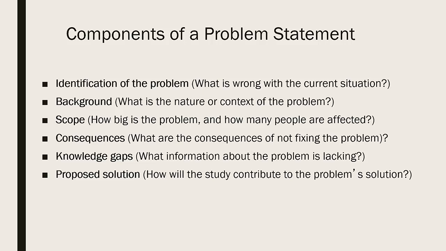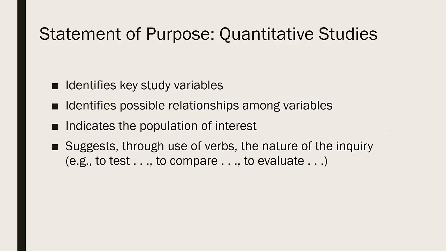Now, a good quantitative purpose statement contains the variables, so independent and dependent variables, the participants, and the research site. Where is it going to take place? The statement of purpose also uses words such as purpose, intent, or objective.